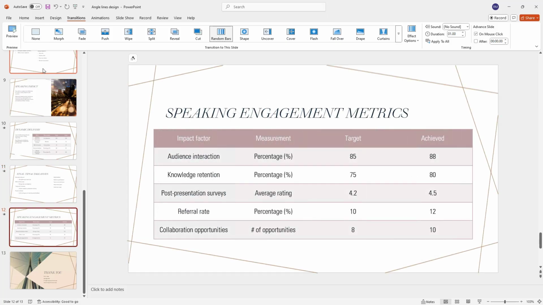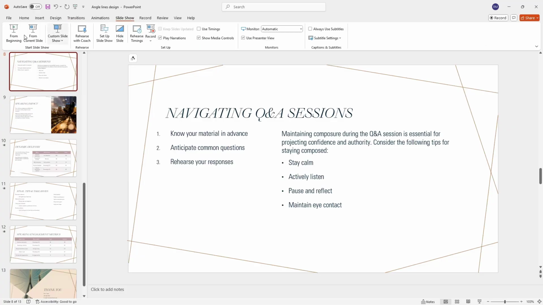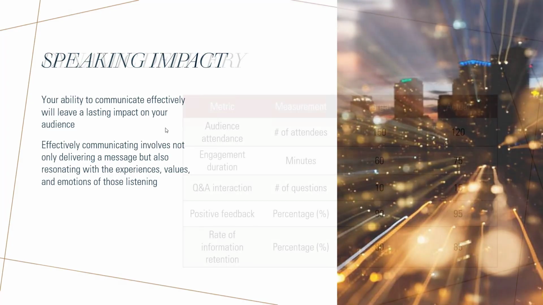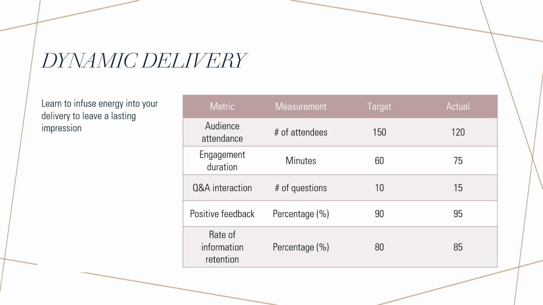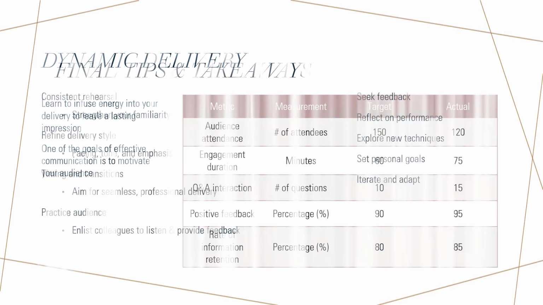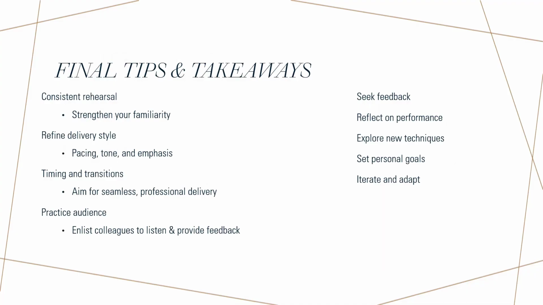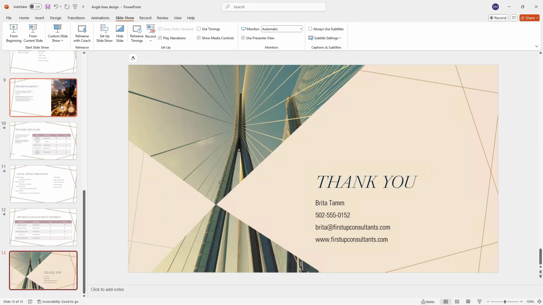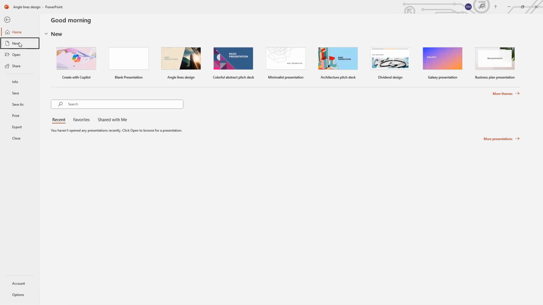Now I'm going to go back up, choose the slideshow once again from current slide, and just start scrolling through those slides. And here you can see that the data is just appearing based on the different feature that I chose. I'm going to go back to the file and choose new.